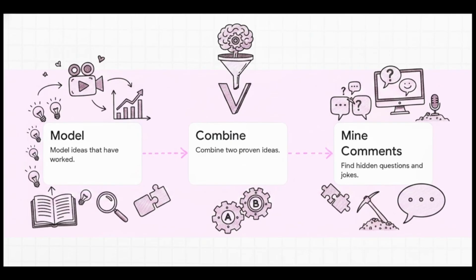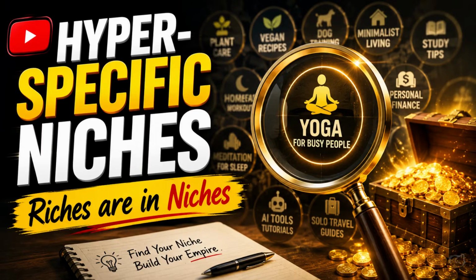Mine the comment sections of your competitors. You're looking for hidden questions, concerns, or even funny inside jokes. By building a video that directly answers the specific questions real viewers are already asking, you are mathematically engineering massive value.